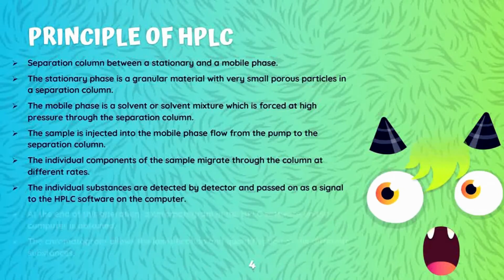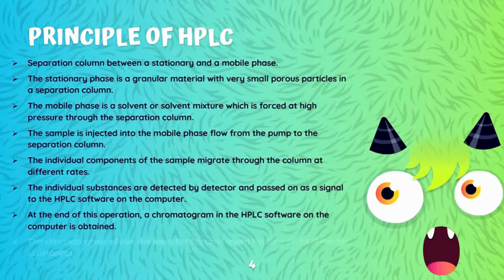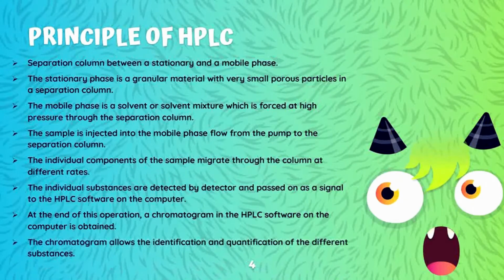After leaving the column, the individual substances are detected by a suitable detector and passed on as a signal to the HPLC software on the computer. At the end of this operation, a chromatogram in the HPLC software on the computer is obtained. The chromatogram allows the identification and quantification of the different substances.